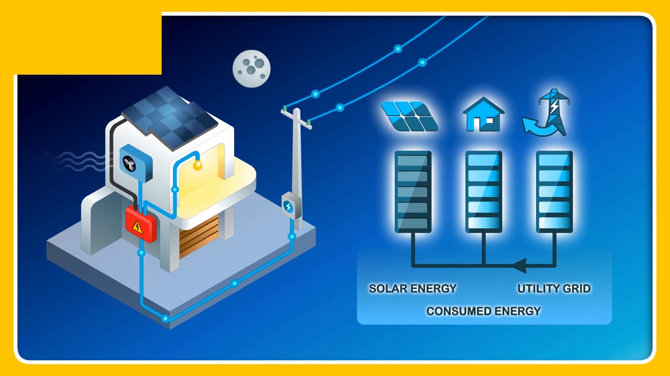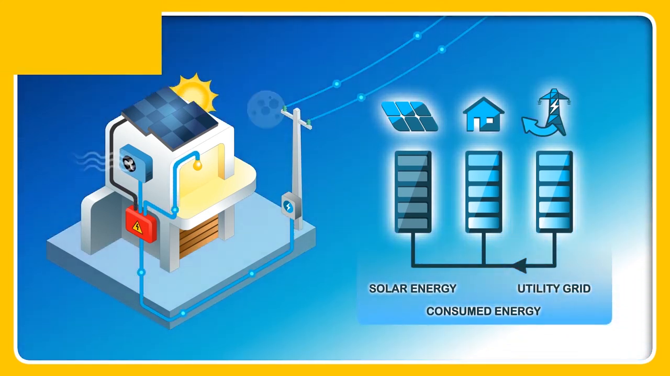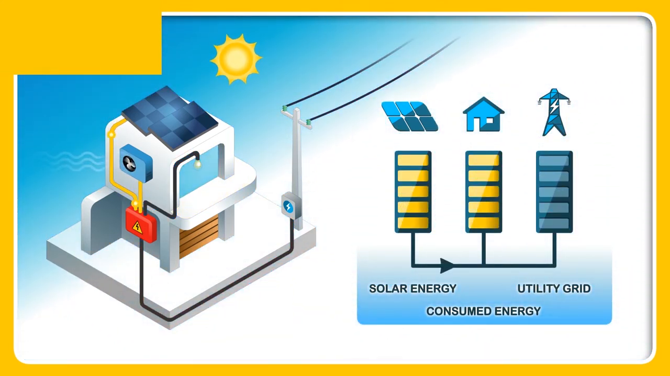During the night, the solar panels don't produce electricity. All electricity is imported from the grid. You can always rely on the grid to supply extra electricity when needed, except during a power failure.